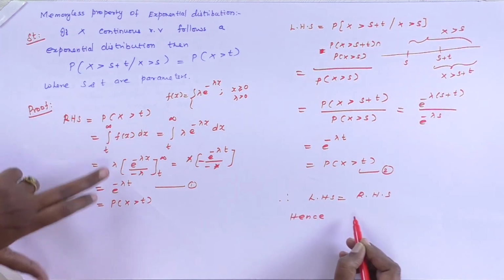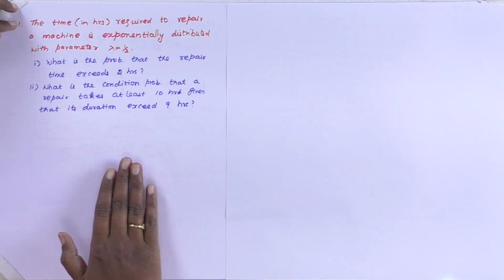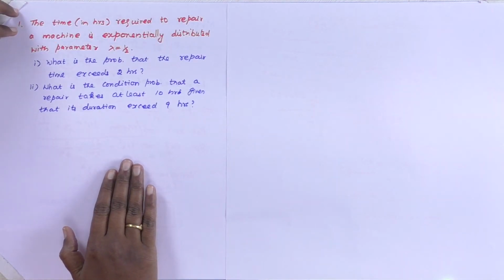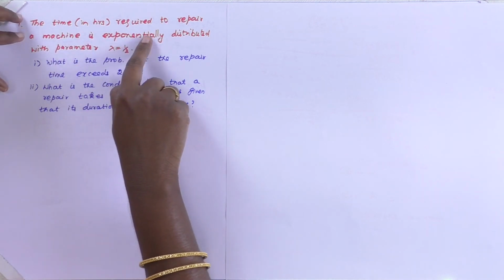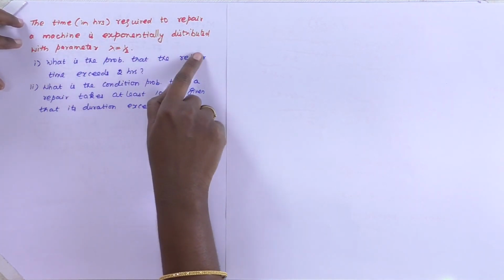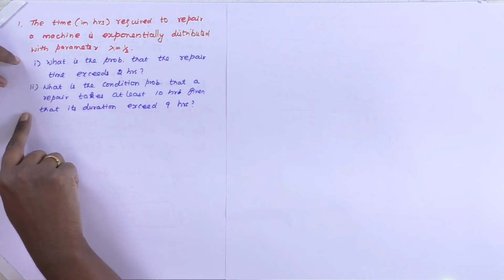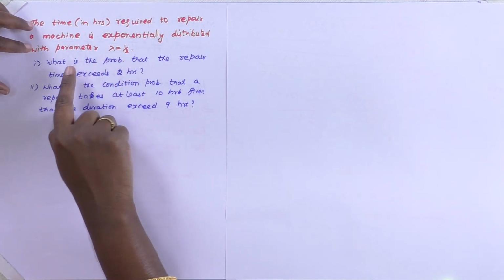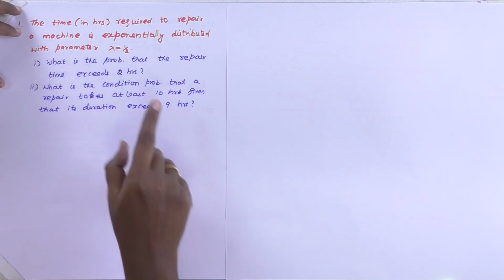Hence we proved the memoryless property of exponential distribution. Okay, now we are going to discuss the problem based on exponential distribution. The time in hours required to repair a machine is exponentially distributed with parameter lambda equal to half. What is the probability that the repairing time exceeds 2 hours?